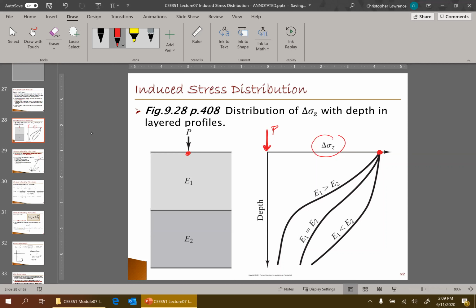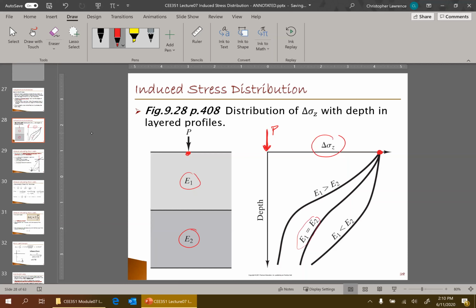And so what if we have layered soil? Actually, let's consider no layering. If E1 equals E2, and E is the stiffness modulus, the modulus of elasticity, essentially the Young's modulus for the soil, and both soils are the same stiffness, then they both react exactly the same way, and it's really just like one uniform layer of soil. It's not really two layers if they're both the same stiffness. And so we see that here in the middle.